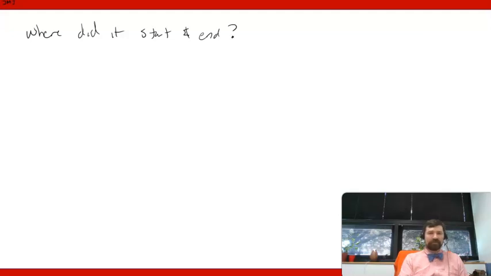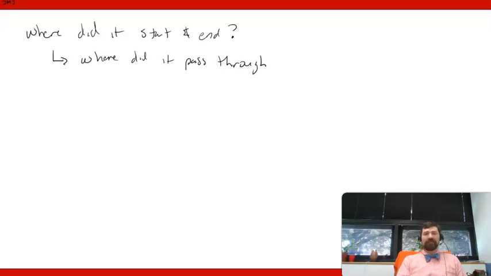We could also include where it was in between start and end. So where did it pass through? That would be everywhere that it's been between starting and ending. Okay, these terms right here, if we're just focusing on these things, we are considering terms that would be called position. So that's the actual where did it start and end, where did it pass through. Those are positions.